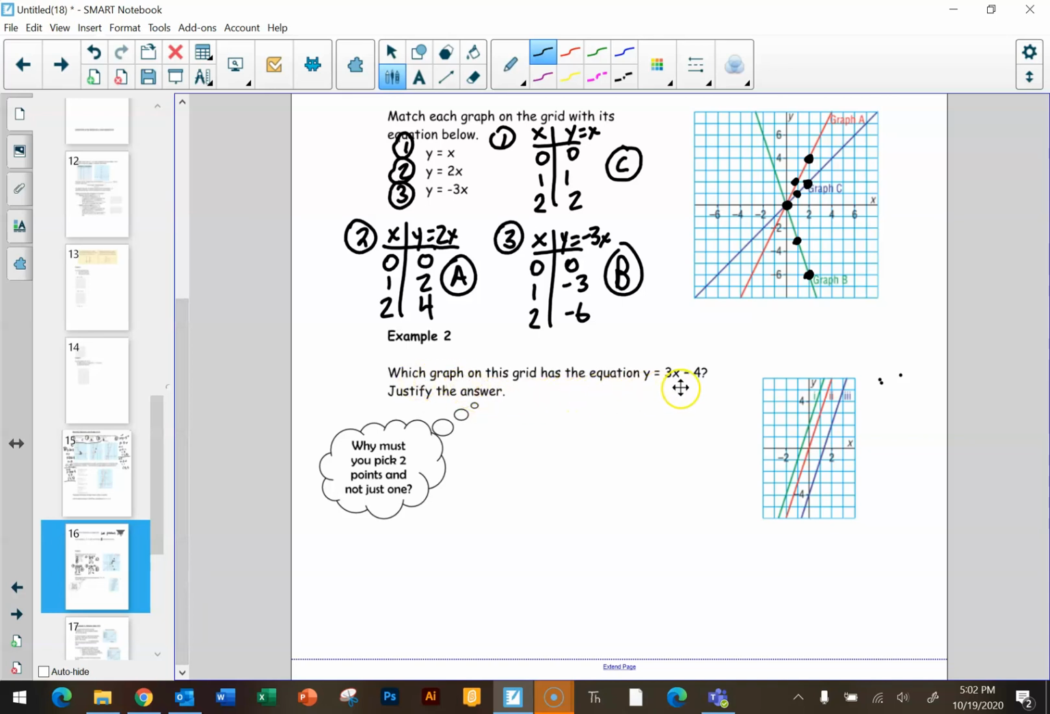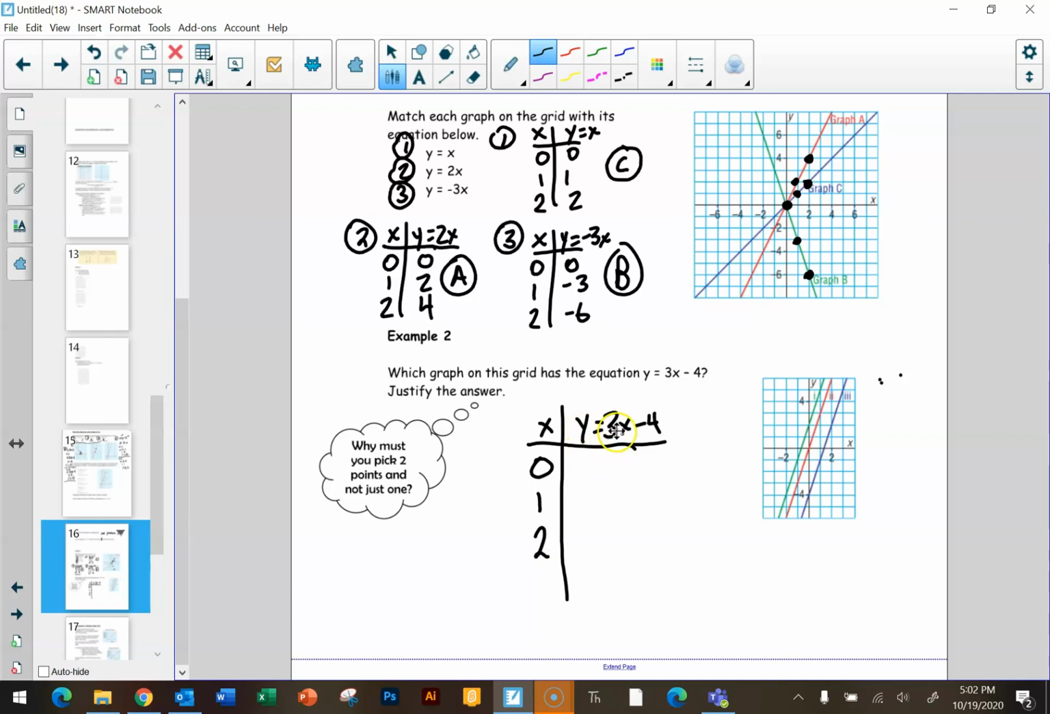All right, example 2. Which graph on this grid has the equation y equals 3x minus 4? Justify your answer. Okay, so the best justification for this would be making a table of values, because then it's obvious within your response how you got to whichever line you're going to pick. So I'm just going to go with the same 0, 1, 2 here.